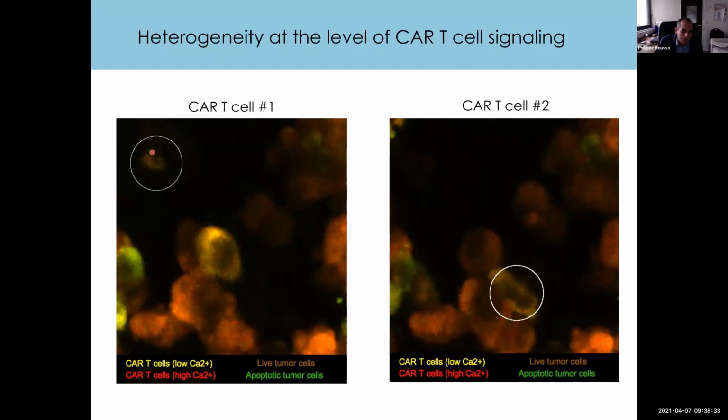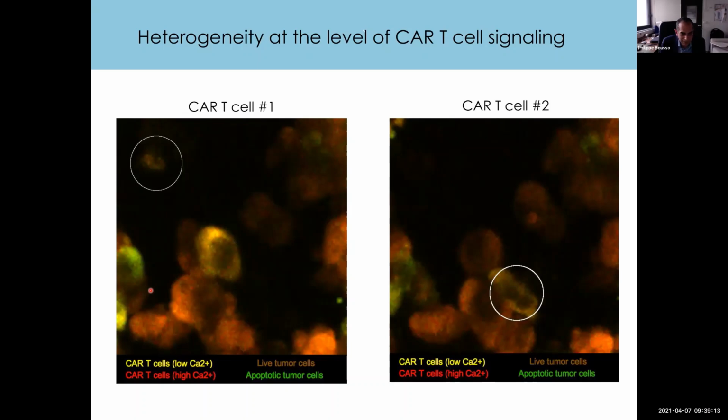And so what I want to illustrate here is the behavior of two different CAR T cells that will interact with the same tumor. The first one will come from here. It will be initially yellow, meaning low calcium. It will first recognize this tumor, and you will see an increase in calcium concentration. It will not induce killing, it will detach and then re-engage this other target. There will be another calcium influx. And this time this will be productive, because we will see now these tumor cells turning green, indicating apoptosis.